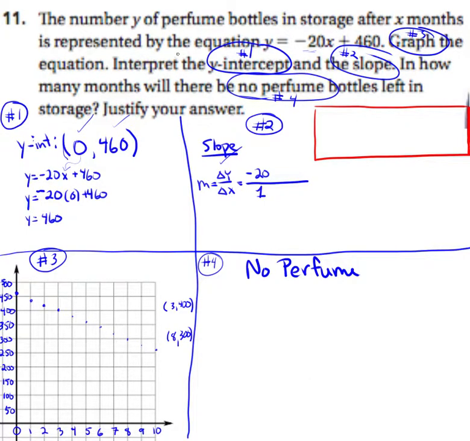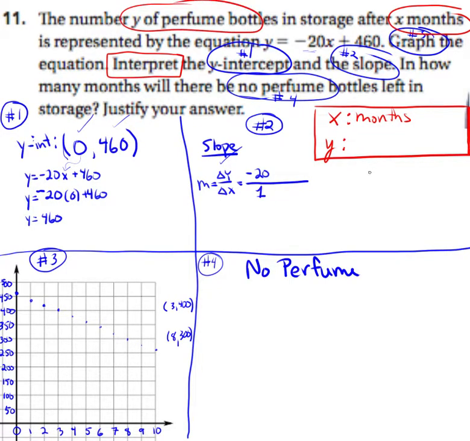And where's my word interpret? Interpret, I'm going to do in red, my interpreting pen, and that is what is x and y. So I'm going to start with my x, which is months. So I'm going to write down x is months. The y is the number of perfume bottles. So I just don't want to put perfume bottles because it might be colors or something like that. So it's the number of perfume bottles.